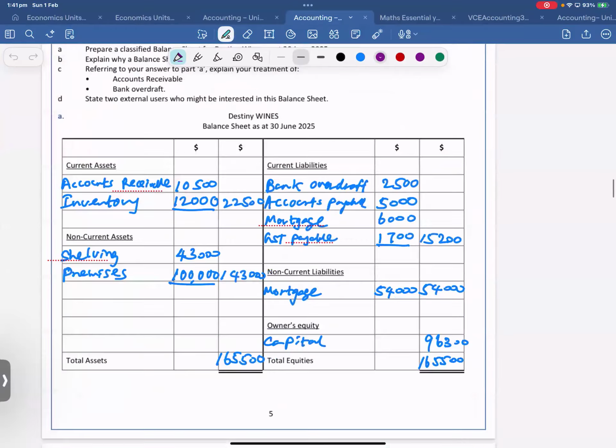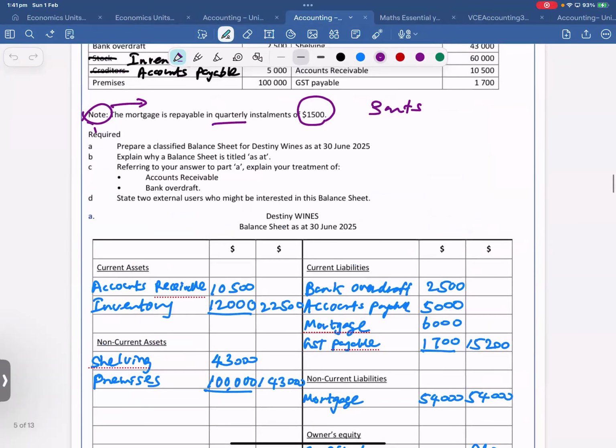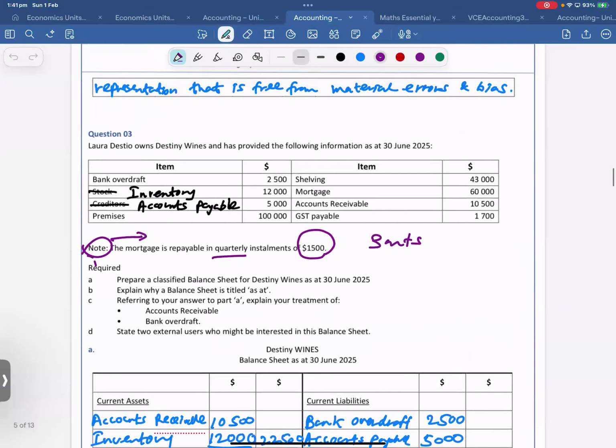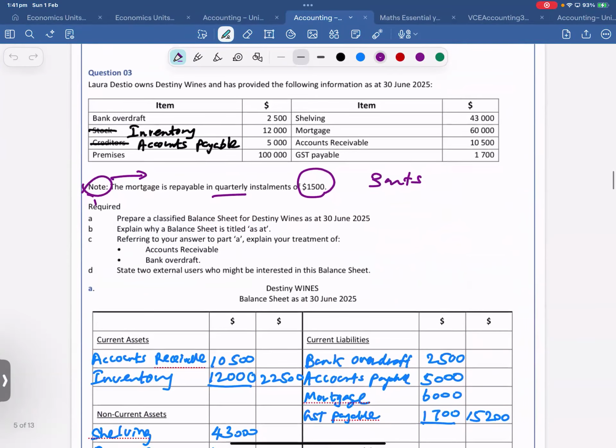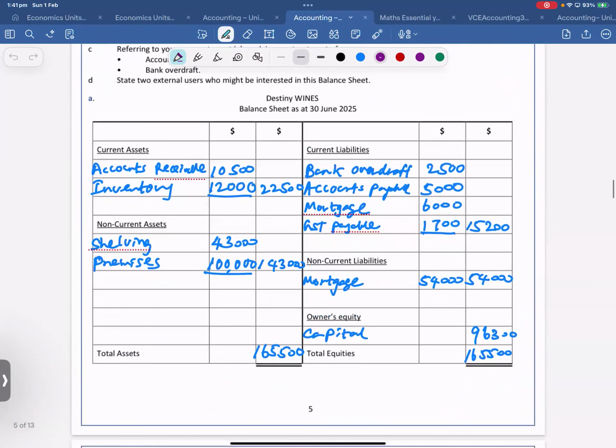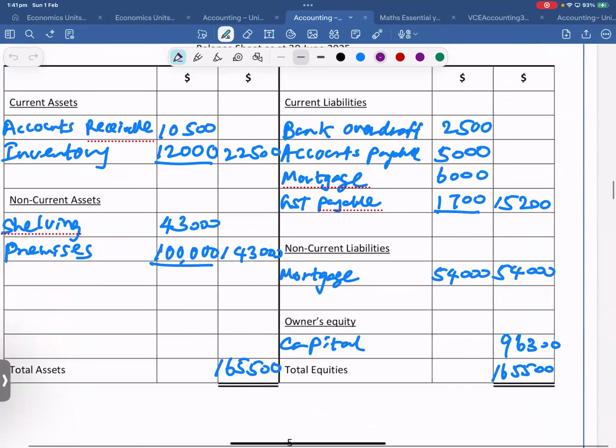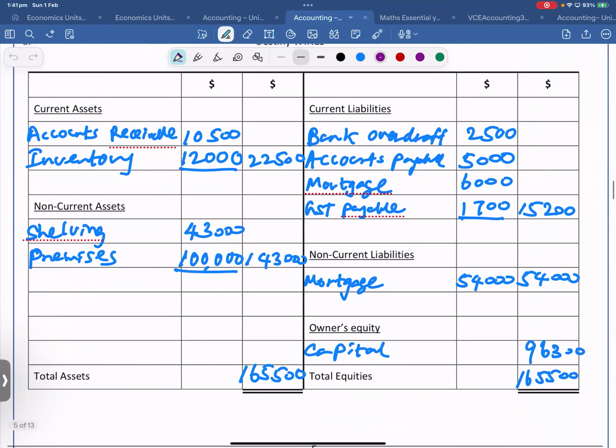Right. What was your capital, Tanisha? 146? You sure? No, not 146. I have got 96,300. You want me to check it? Yeah. So what is correct?